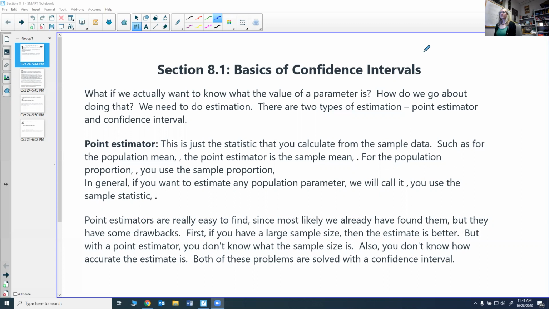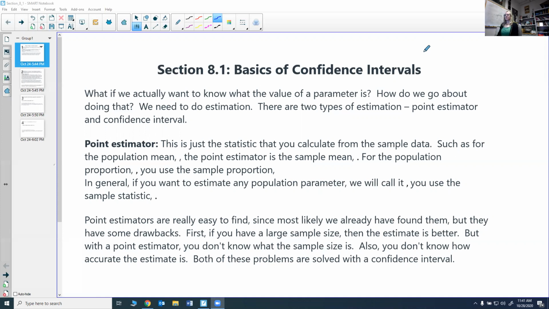So the whole idea is we have a value, and we don't know what the parameter value is. We want to find out. If we want to find out what that parameter value is, how do we go about doing that? To do that, we need to do some kind of estimation. There are two types of estimations that exist: what we call a point estimator and a confidence interval.